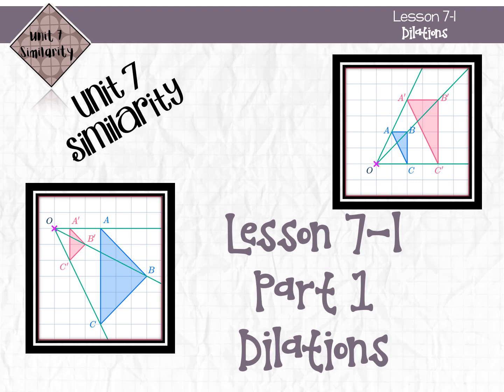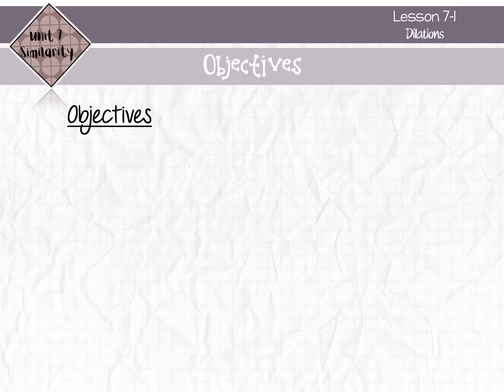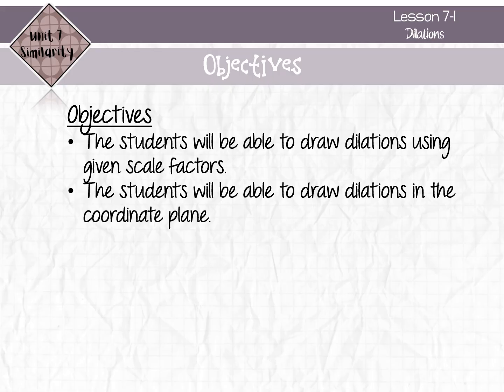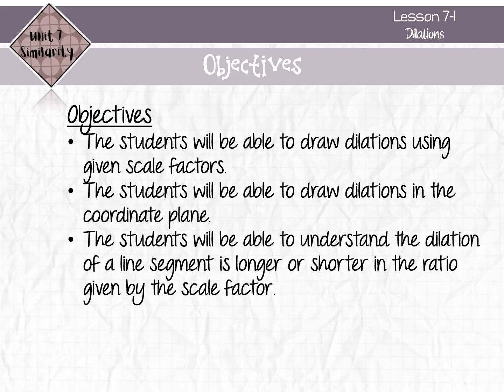Unit 7 is similarity. Today's lesson, 7.1 Dilations. Objectives. The students will be able to draw dilations using given scale factors, be able to draw dilations in the coordinate plane, and that's mostly the focus. And students will be able to understand the dilation of a line segment is longer or shorter in the ratio given by the scale factor. There's also going to be several Delta Math examples to prepare you for your assignment.